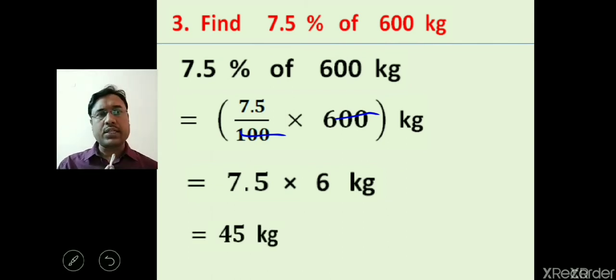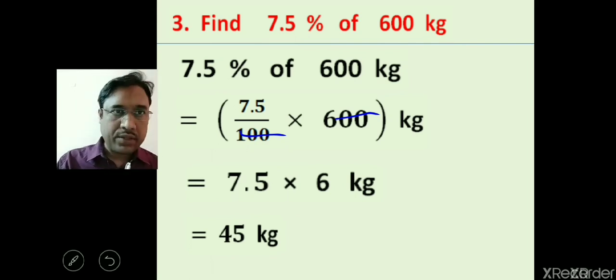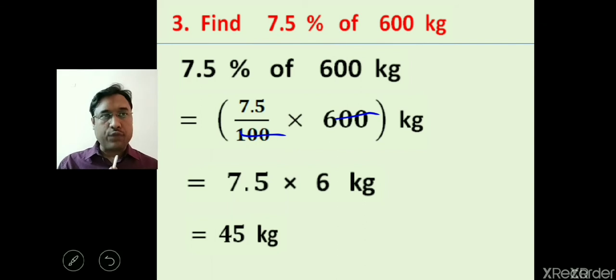7.5 into 6 is 45 kg, because 75 into 6 is 450, and it is 7.5, which has one decimal digit, so you remove one decimal place and the number will be 45 kg. That means 7.5% of 600 kg is 45 kg. I hope it is clear to you.